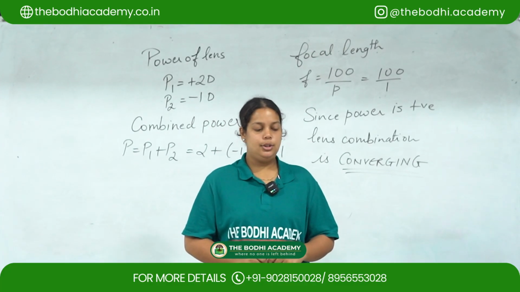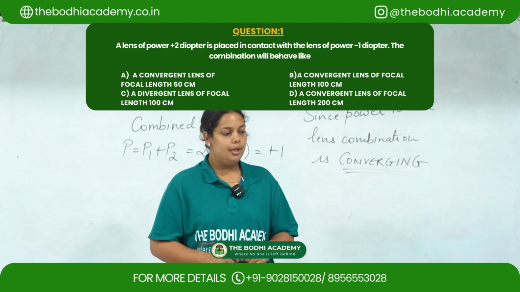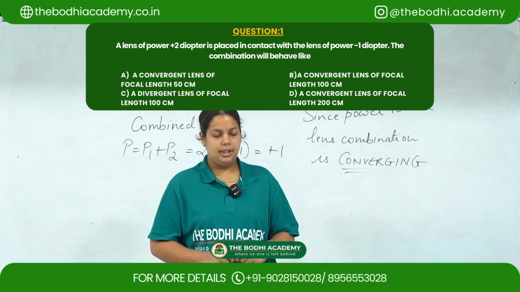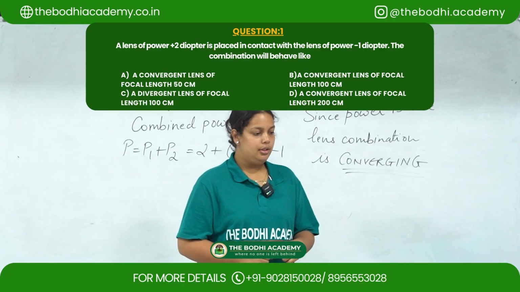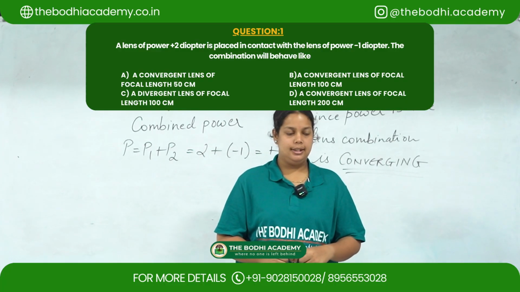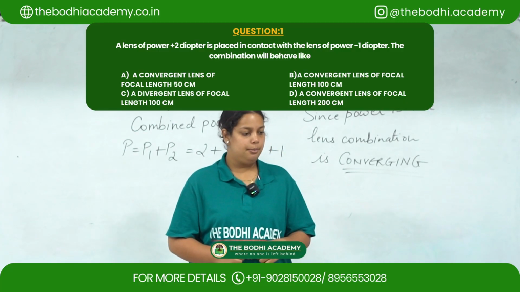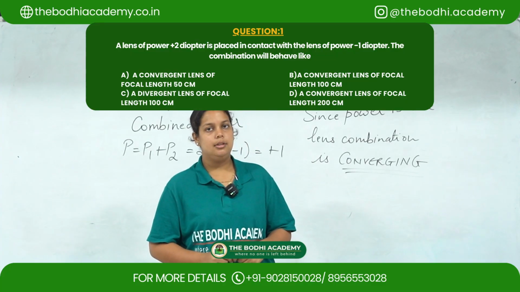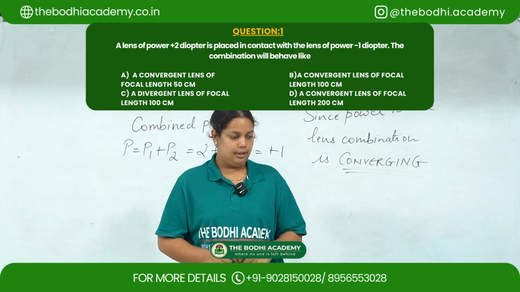So coming to the first question: a lens of power plus 2 diopter is placed in contact with a lens of power minus 1 diopter. The combination will behave like a convergent lens of focal length 50 centimeter, a divergent lens of focal length 100 centimeter, a convergent lens of focal length 100 centimeter, or a convergent lens of focal length 200 centimeter.